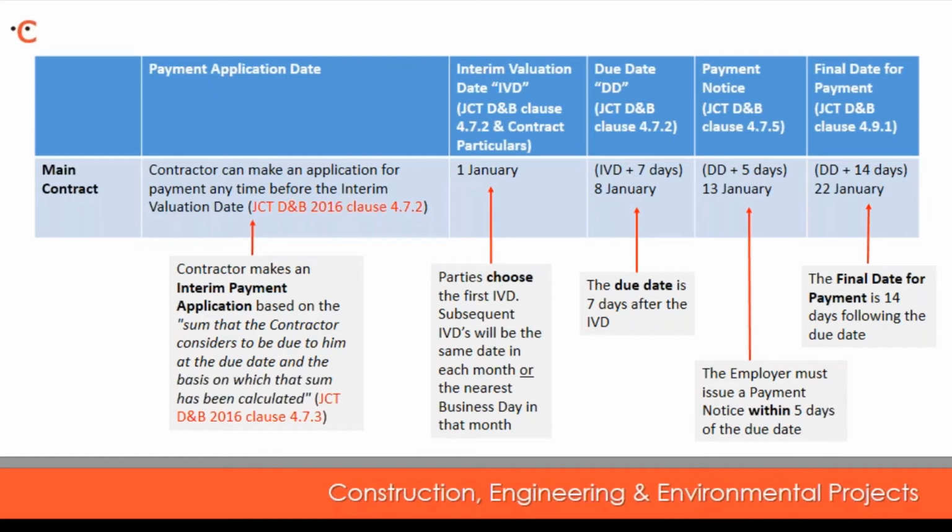The payless notice is due no later than 5 days before the final date for payment. The final date for payment is 14 days following the due date. The 14-day time period applies to both the interim payments and the final payment. So the final date for payment under the previous edition was 28 days from the due date. In our example on the slides, the final date for payment of the interim application is the 22nd of January.